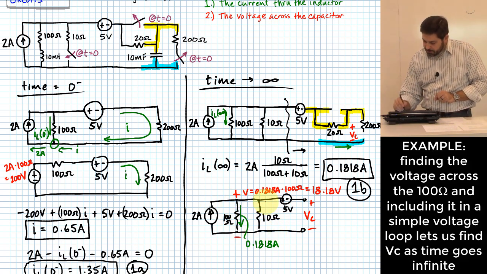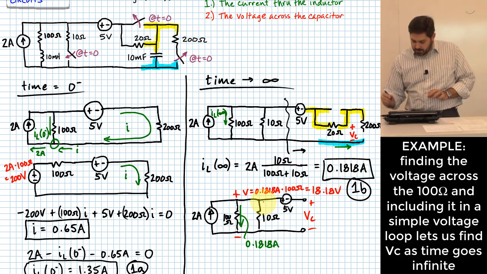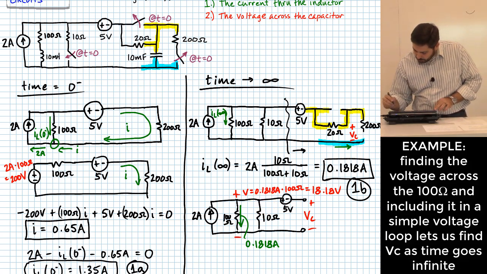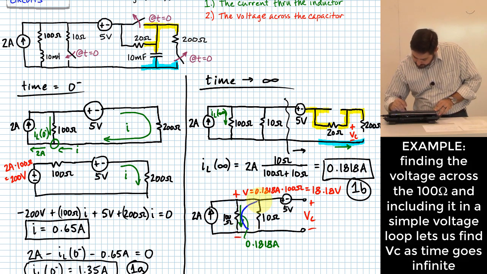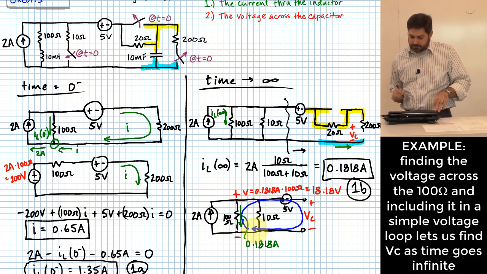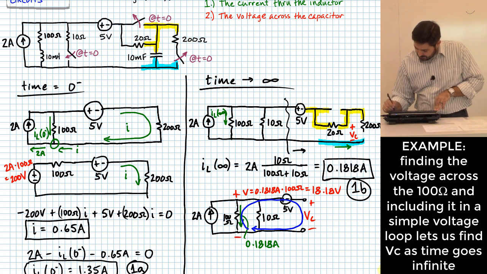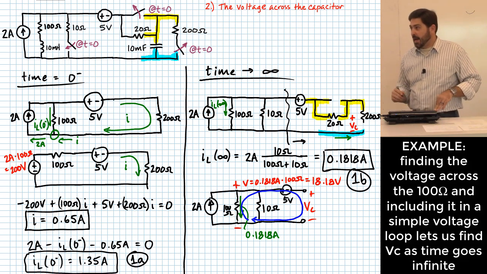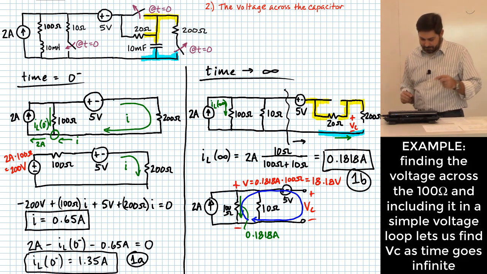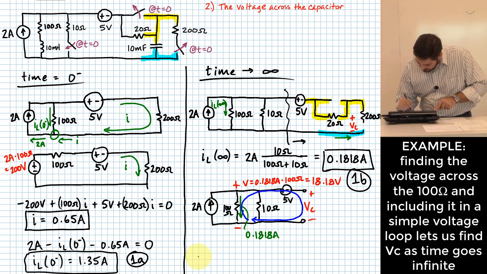And we've got this big parallel circuit. Let me ask you this. Can I do a voltage loop essentially around here? Is that acceptable? Okay. Well, I'm about to do it, so speak now or forever hold your peace. All right. So we're going to do minus 18.18 volts.